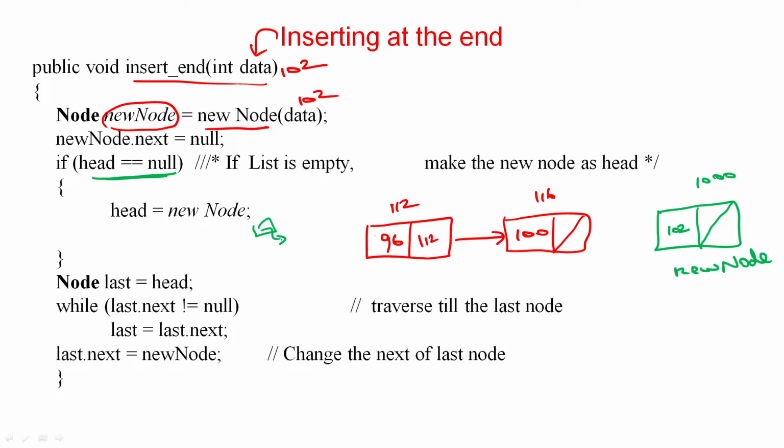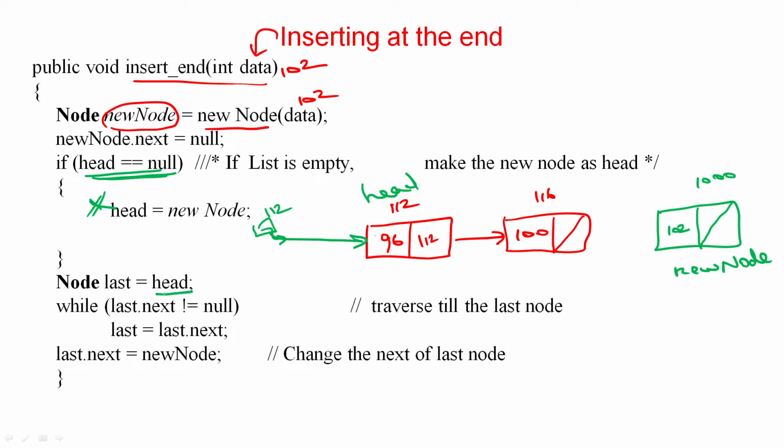Now, if head equals null, that means somewhere we have the head. Otherwise, this one is the head. Our list has two nodes, so the head is 112. Head is not null, so this portion will not execute. If head is null, the new node will become the head, meaning only one node is inserted into the list and it becomes the head of the list. But here our list already has two nodes, so head is not equal to null, and this block will not execute.